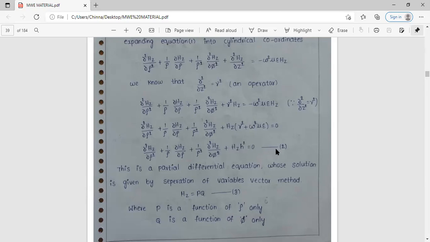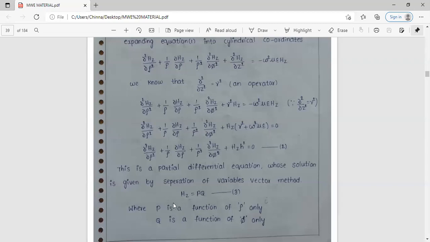This is equation number 2. So finally, we can obtain some representation of the equation. This is the partial differential equation whose solution is given by the separation of variables method. Using the separation method, the above expression will be simplified. So here hz is equal to PQ. That is equation number 3.